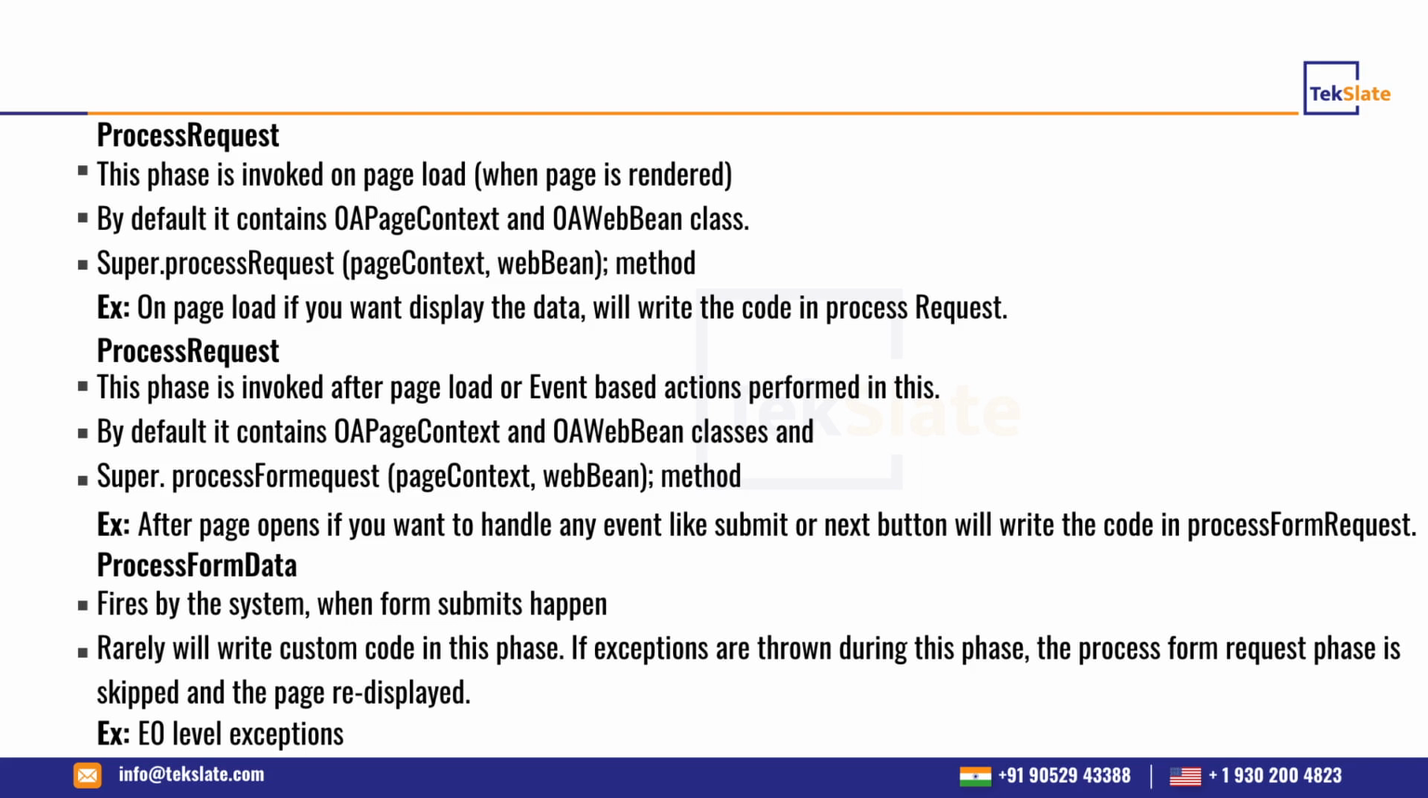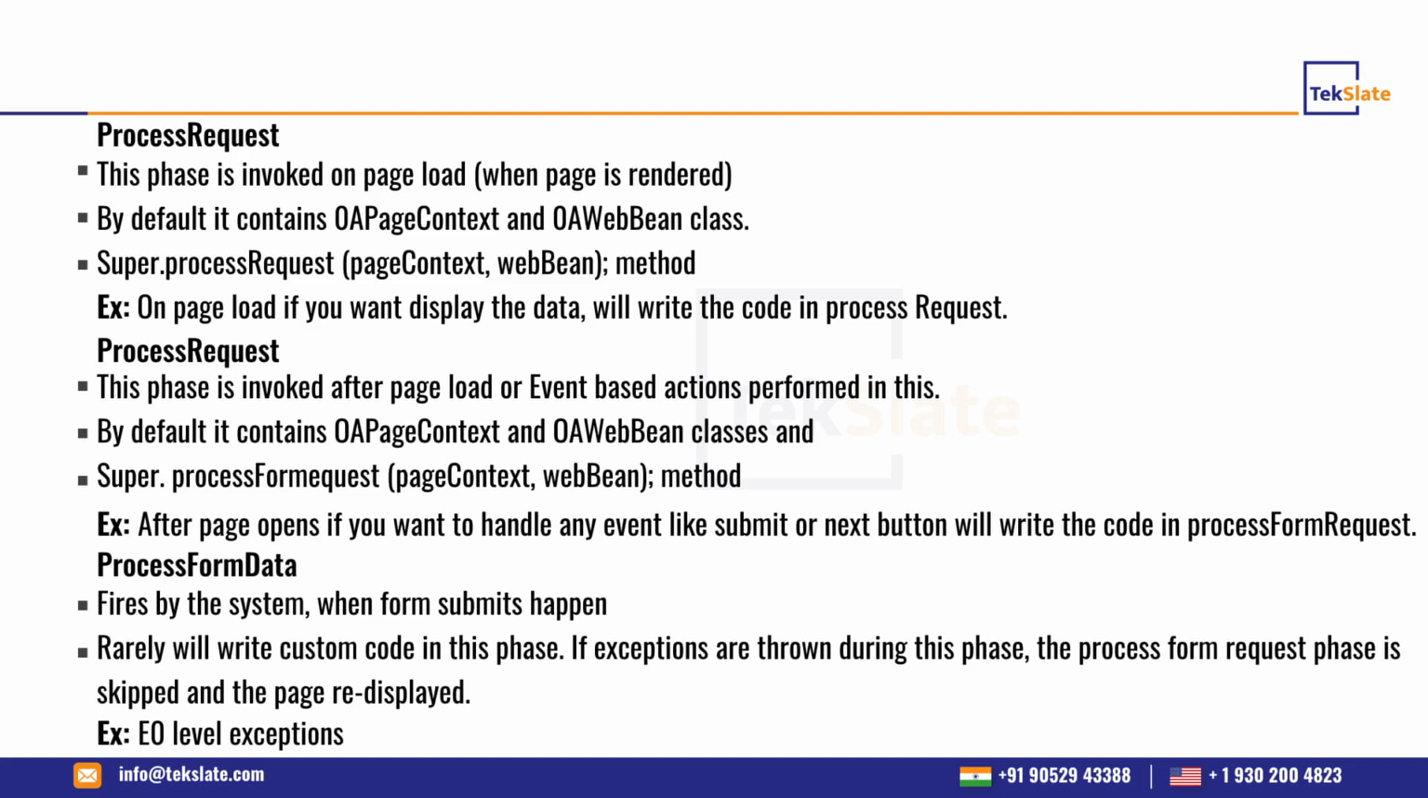By default, it contains an OAF page context and OAF bean class. So super process request has these page context and web bean methods. These methods can be explained briefly in the actual classes. As this is the demo, I'm just going through the slide. Page load: if you want to display the data, you will write the code in the process request. That's all you need to understand.